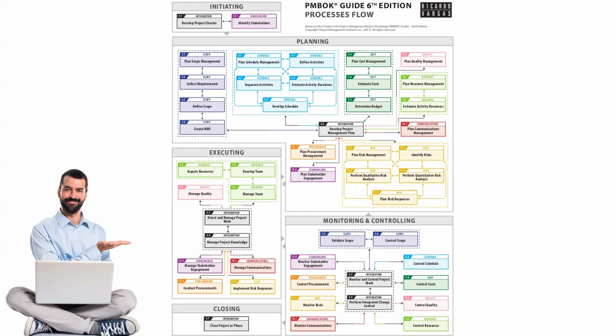This close project and phase process is responsible for ensuring that all the requirements have been completed, all the lessons learned have been recorded and handed over to the organization. All the resources have been let go. All the contracts have been closed and paid off. Nothing is outstanding. And now we can declare the project or the phase closed.